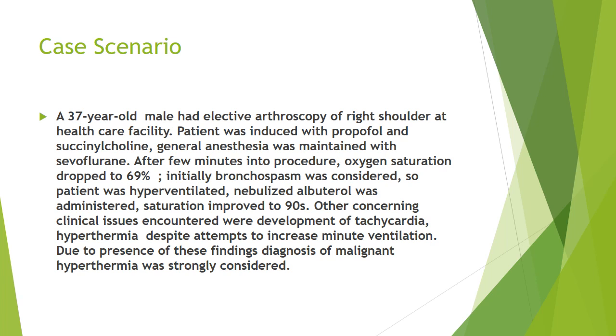A 37-year-old male had elective arthroscopy of the right shoulder at a healthcare facility. The patient was induced with propofol and succinylcholine. General anesthesia was maintained with sevoflurane. After a few minutes into the procedure, oxygen saturation dropped to about 69%. Initially, bronchospasm was considered, so the patient was hyperventilated and nebulized. Albuterol was administered. Saturation improved to the 90s. Other concerning clinical issues encountered were the development of tachycardia and hyperthermia, despite attempts to increase the minute ventilation.